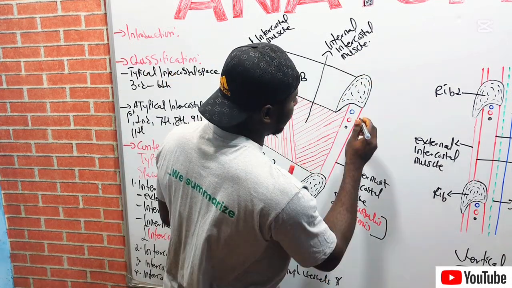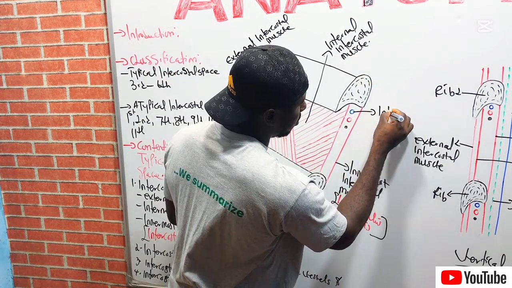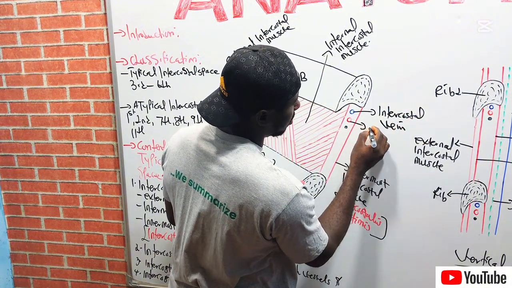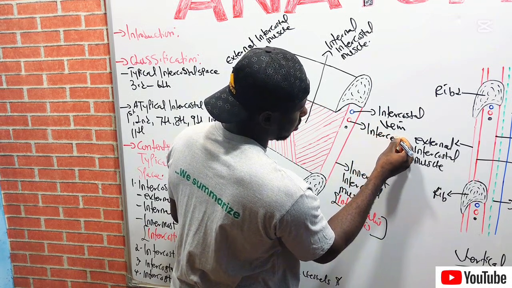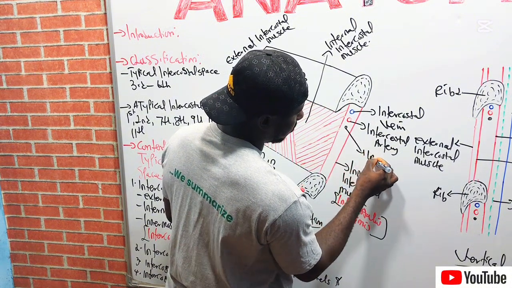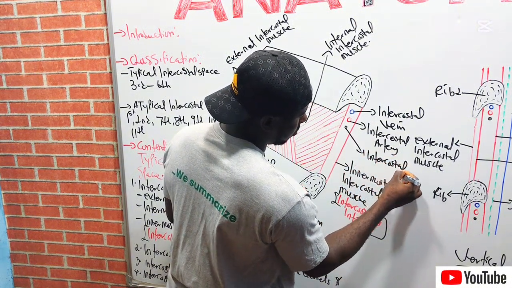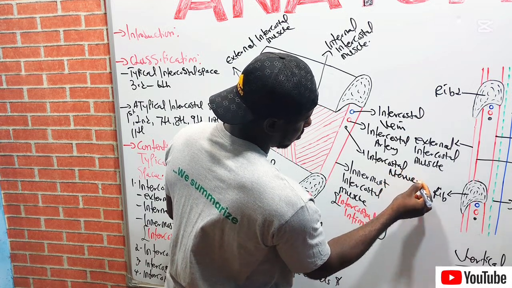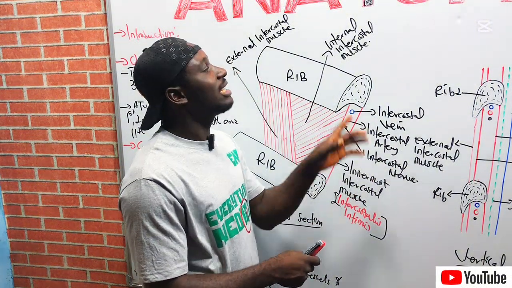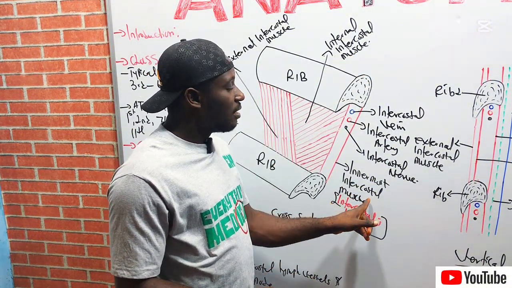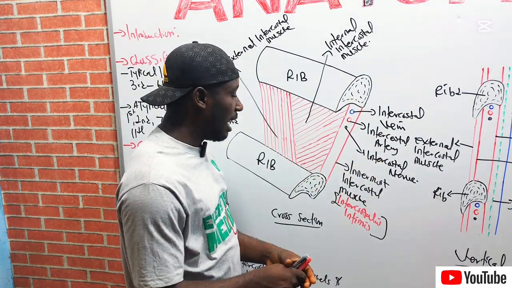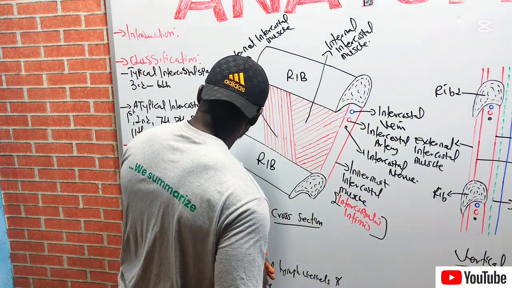So this is the intercostal vein. This is the intercostal artery. This is the intercostal nerve. So as you can see, they are arranged in a plane between the intermediate layer and the deepest layer of the intercostal muscles, right? That is why I said that they are arranged in a plane, right? So this is the plane.